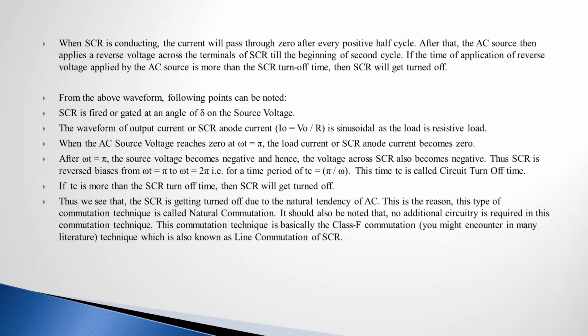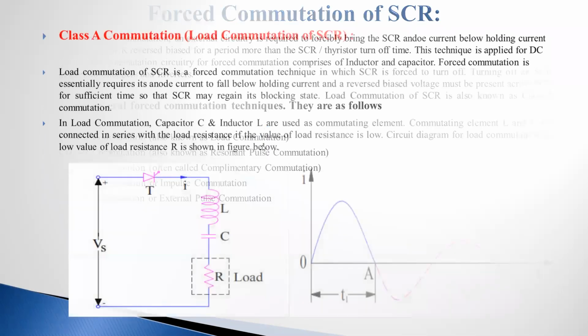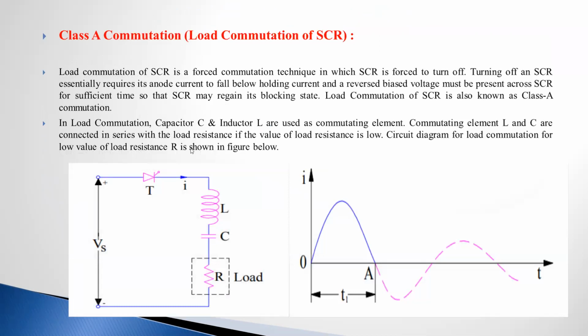Go through these points, the operation of the circuit. Forced commutation of SCR, already we have discussed in the previous lecture: class A commutation, class B, class C, class D, class E. Clear? Also we have seen that class A commutation is also called the load commutation of SCR. Why are we calling this load commutation? Because we are using extra elements for turning off the SCR. L and C, that is the resonance circuit.